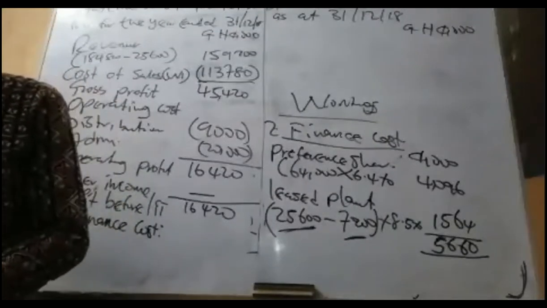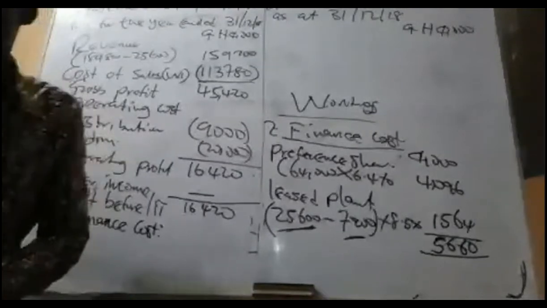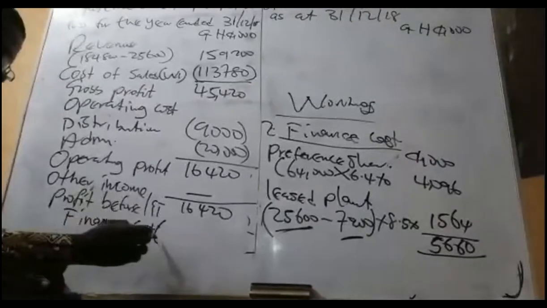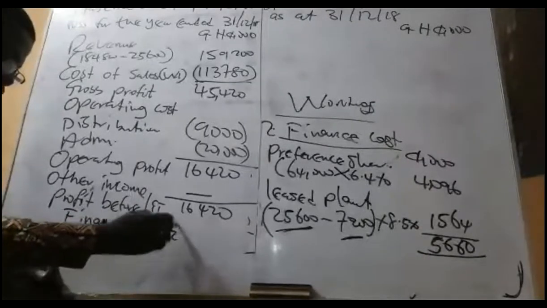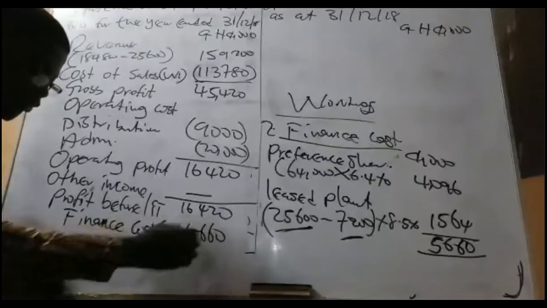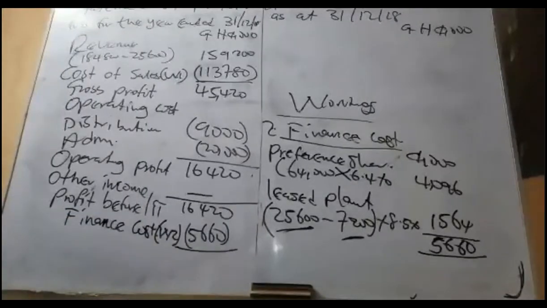Good. Then you are done. Now let's continue the game. So I'll come here, tell the examiner that, go to my workings number 2, you see the finance charge there. I'll take it off. Then what will be the answer?